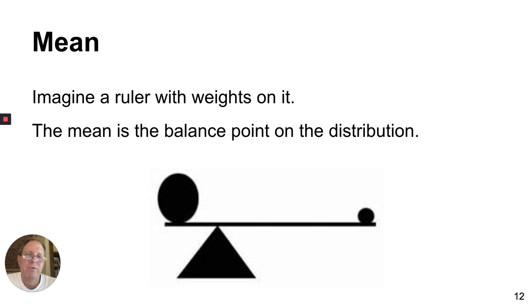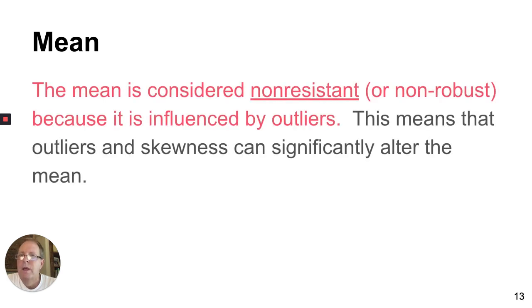And if I were to take that little point out there on the right and extend it even further to the right, well, the mean would also have to shift. The balance point would also have to shift to the right. So you can see from this graphic here that the mean is going to be sensitive to outliers. So we say this: the mean is considered non-resistant or non-robust because it is influenced by outliers. This means that outliers and skewness can significantly alter the mean. The mean is non-resistant. That's a statistical term. You need to use that term carefully.